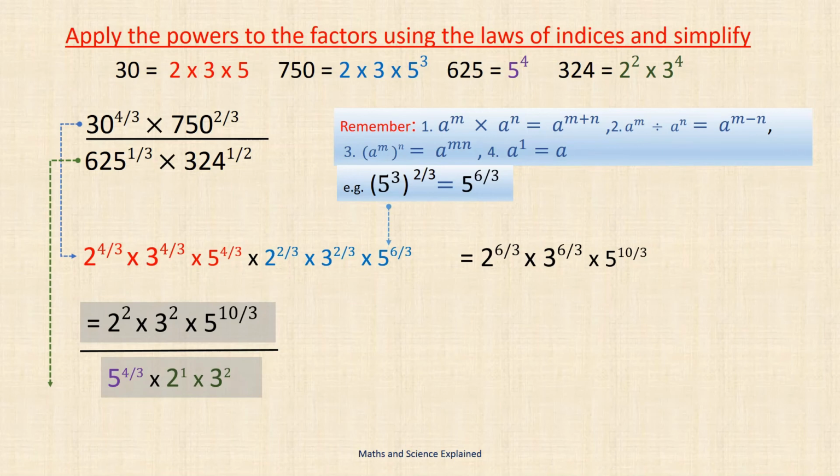All that is now left to do is to divide the numerator by the denominator and subtract the indices to get the simple expression 2 to the 1 times 5 to the 6 over 3, which is simply 2 times 5 squared, or 50. And that's the final answer.